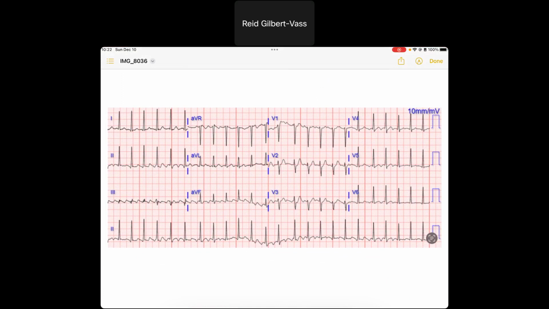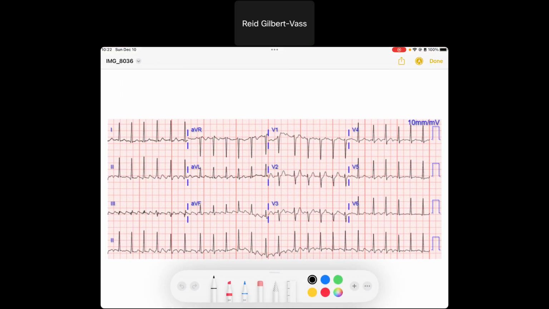Alrighty, good morning everybody. We're going over our EKG of the day today. This is kind of a case, I'll say, just to blend in some topics. This is a 24-year-old male with new onset palpitations, maybe with some lightheadedness, that started about 4 hours ago.